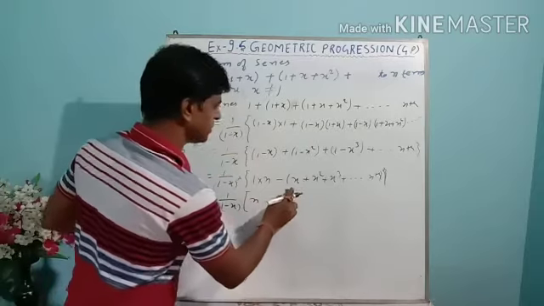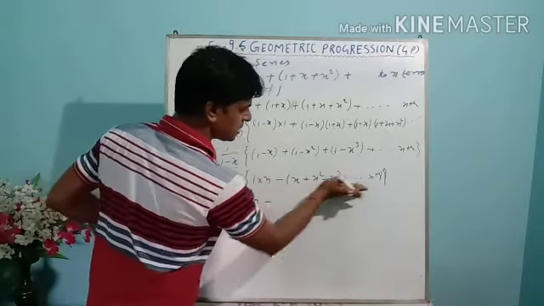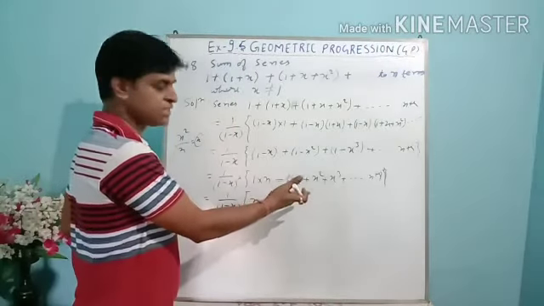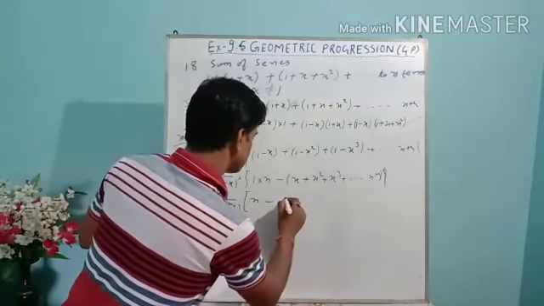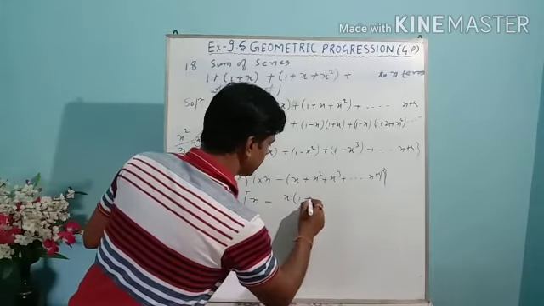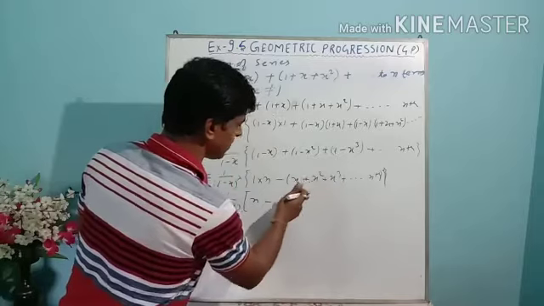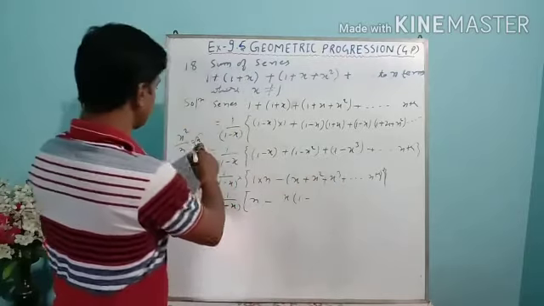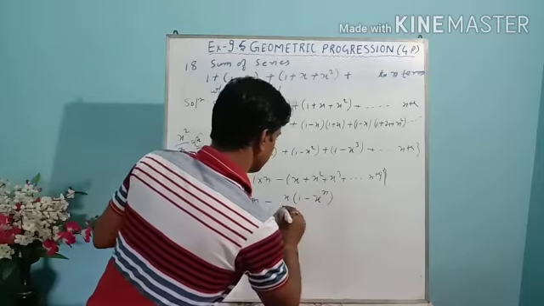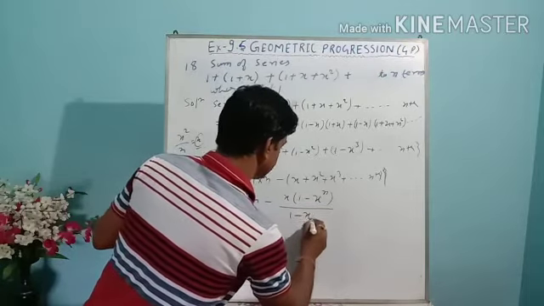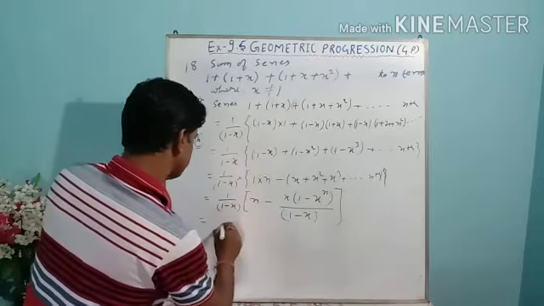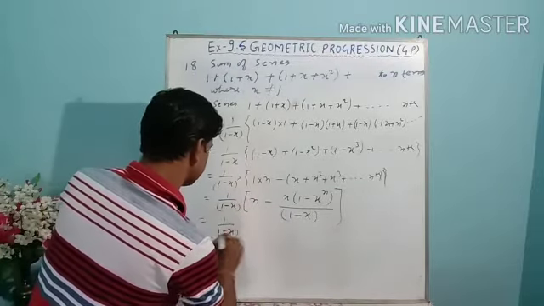n minus, here you can see this series is in GP. I know how to calculate the sum of a GP. So here the formula is: first term x into 1 minus r to the power n. What is r? That is the common ratio, r will be x. So x to the power n, whole divided by 1 minus x. Okay. Now here 1 by 1 minus x.